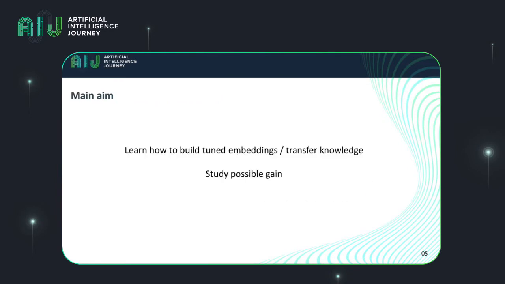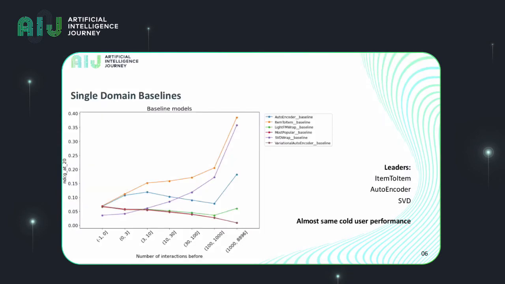This way, we have set ourselves the following goals: to learn to tune embeddings from third-party sources in order to use them in recommendations as parts of the target domain, and to study the possible gains or losses that we may have. So let's move to the experiment.